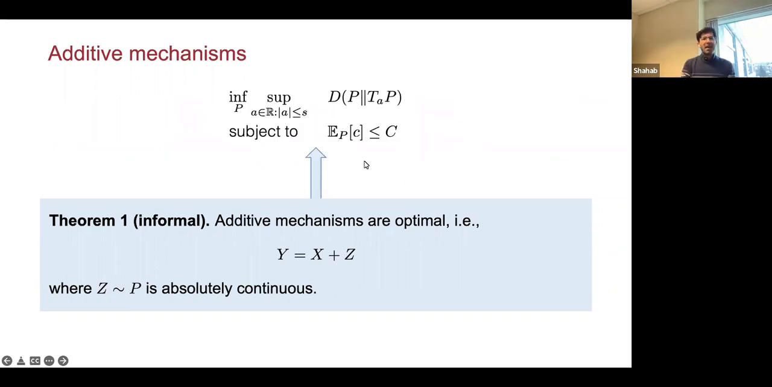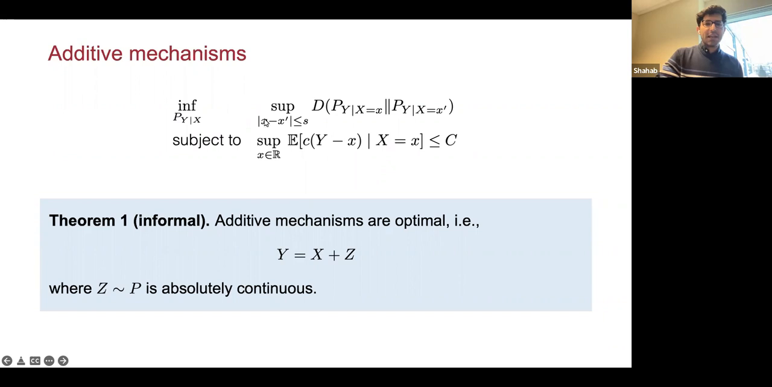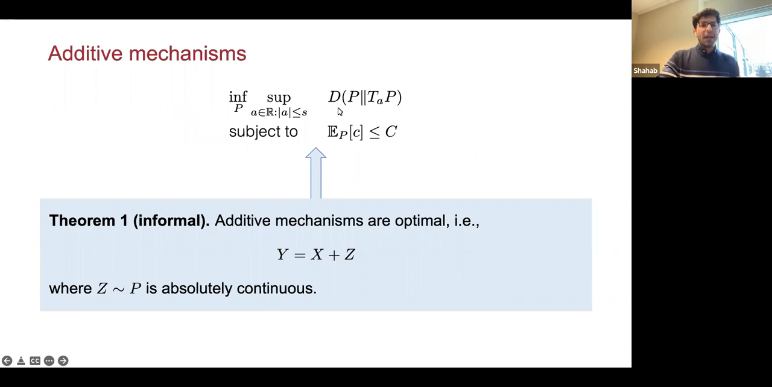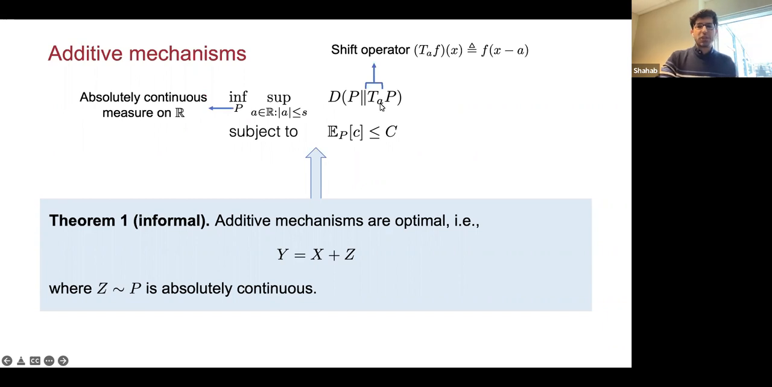So instead of looking at this KL divergence for any x and x prime, and this kind of utility, we can just look at the KL divergence between this noise distribution and its shifted version. This T_a is just the shift operator, and this a is the size of your shift. The assumption is that the shift should always be smaller than the sensitivity. The utility measure is just the expected value of this c, which should be smaller than c, and the expectation is with respect to the noise distribution. And we are minimizing over all possible absolutely continuous measures on R.